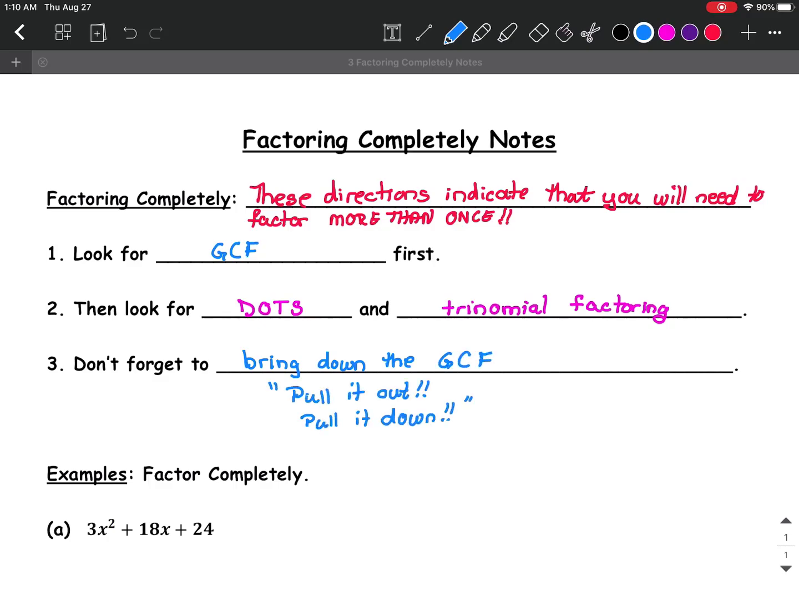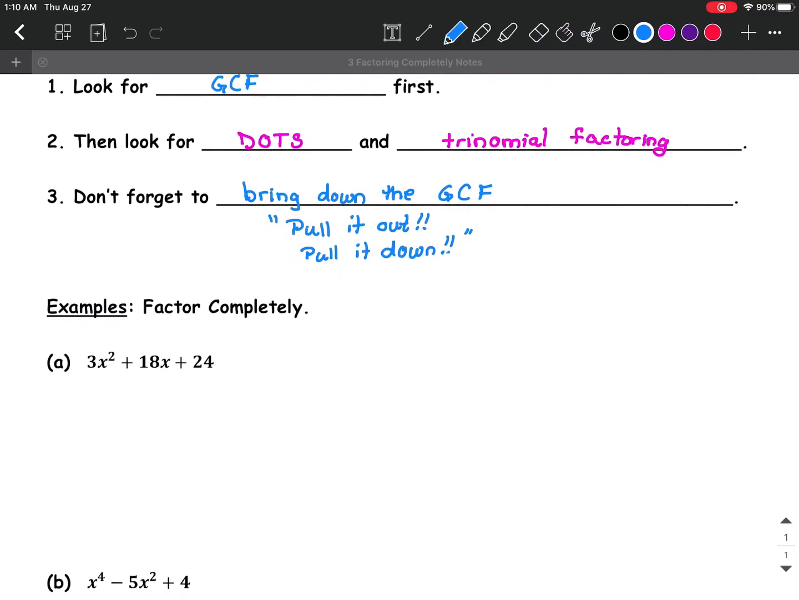So let's take a look. Let's factor completely 3x squared plus 18x plus 24. So we said the first thing we're going to look for is the greatest common factor. If you look at the numbers 3, 18, and 24, 3 divides into all those numbers. Notice we're not going to be able to pull out a variable. There's an x squared, there's an x, but there is no variable in that last term. So we're not going to be able to take out an x. But we are going to be able to divide out a 3.